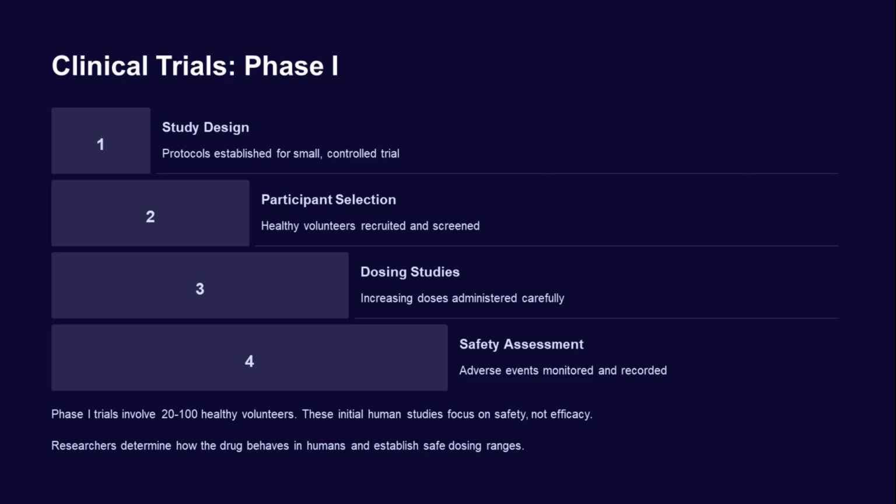Phase 1 clinical trials involve 20 to 100 healthy volunteers to establish safe dosing ranges. These initial human studies focus on safety, monitoring adverse events, and determining how the drug behaves in humans.